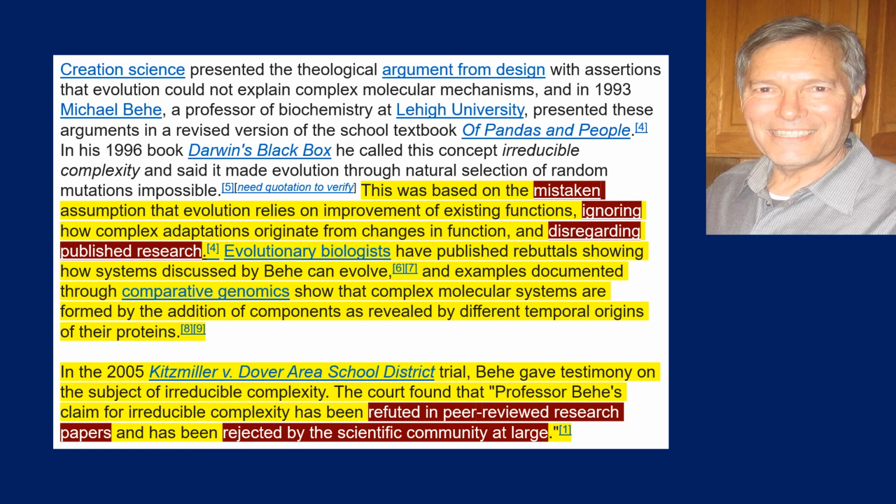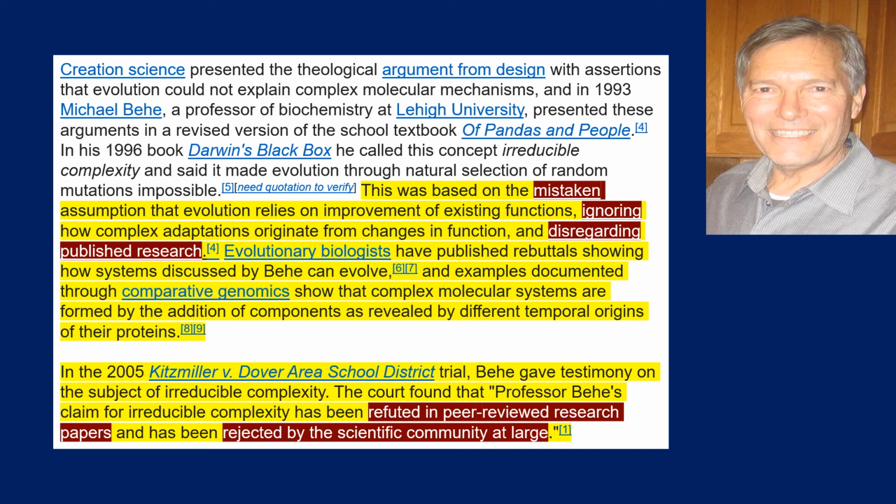So right off the bat, they go negative. Then they continue. Creation science presented the theological argument for design with assertions that evolution could not explain complex molecular machines. In 1993, Michael Behe, a professor of biochemistry at Lehigh University, presented these arguments in a revised version of the school textbook Of Pandas and People. In his 1996 book, Darwin's Black Box, he called the concept irreducible complexity and said it made evolution through the natural selection of random mutations impossible.